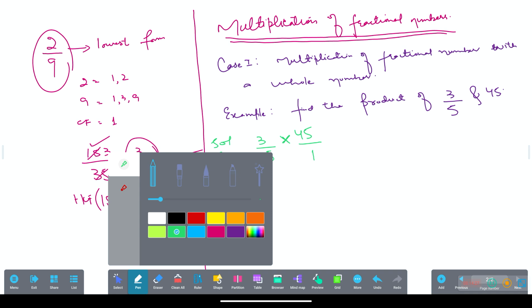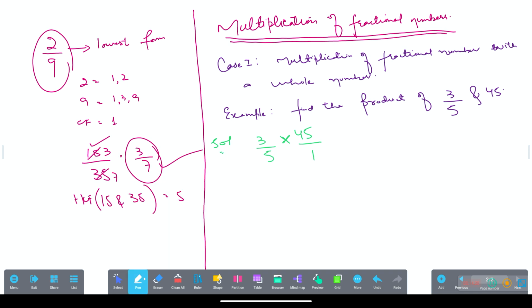Yes, the cancellation here is possible. Cross cancellation. See, 5 1s are 5, 5 9s are 45. Before multiplying, you will first check whether there is a possibility of cross cancellation, between the numerator and denominator of a fraction with the numerator and denominator of the other. So what I have done here is cross cancellation by 5. Why cross cancellation? Because I have done it crosswise. If I do it like this and then like this, it is actually cross cancellation.